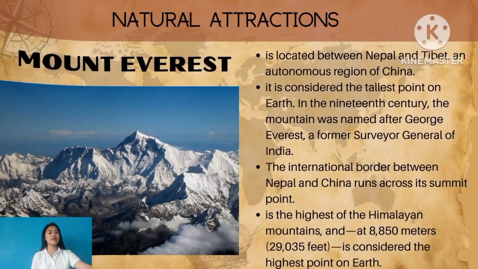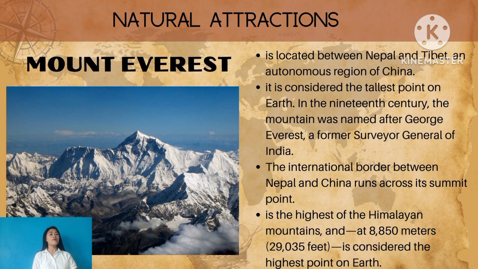So let's focus on Mount Everest. Mount Everest is located between Nepal and Tibet, an autonomous region of China. So it is considered the tallest point of Earth. In the 19th century, the mountain was named after George Everest, former Surveyor General of India. The international border between Nepal and China runs across its summit point. It is the highest of the Himalayan mountains at 8,850 meters or 29,035 feet. So it is considered the highest point on Earth.